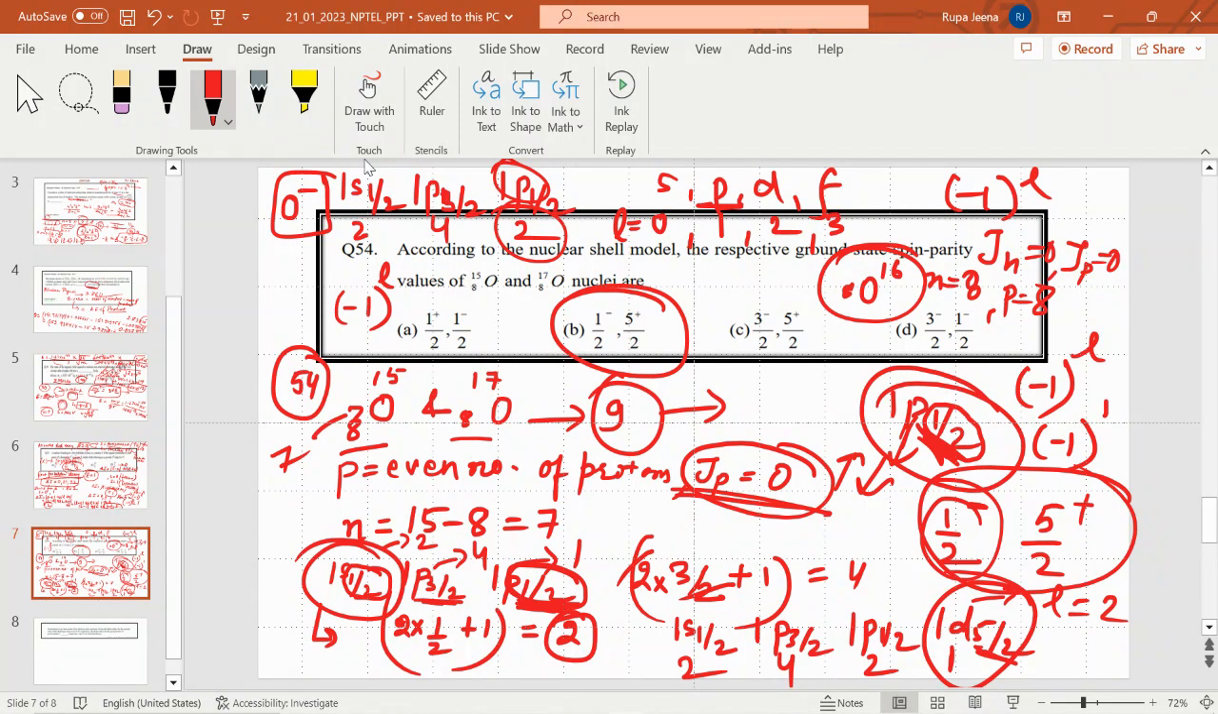Then proton, you will fill proton in this way, like the way I have done for neutron. Any one of them. The one which is odd, that will decide your parity and angular momentum. Keep that thing in mind, the one which is odd.